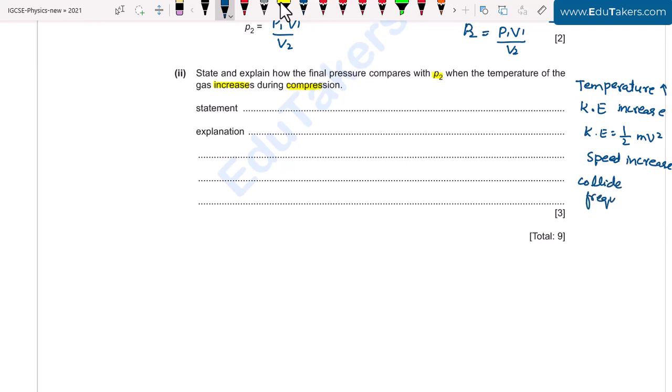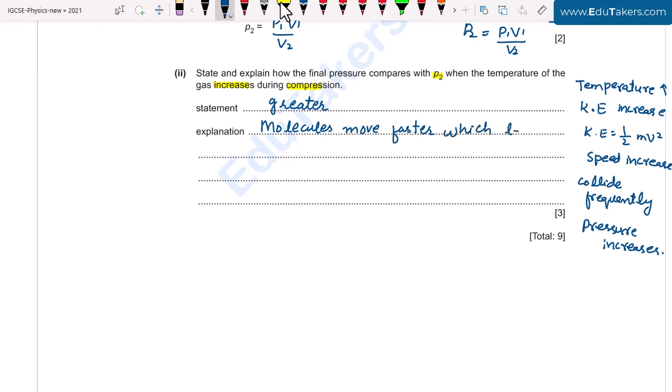Collide frequently and exert pressure on the walls. As a result, pressure increases. So I write here the statement that pressure will be greater and molecules move faster. More frequent collisions.